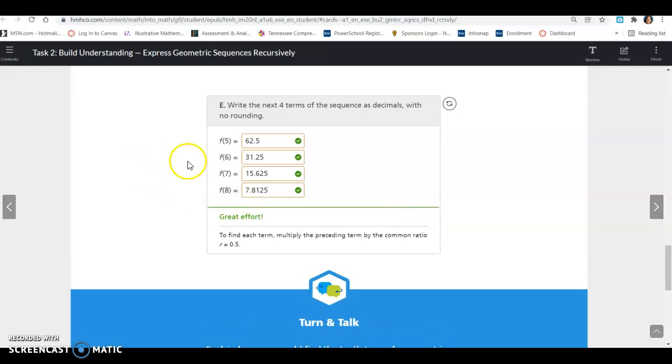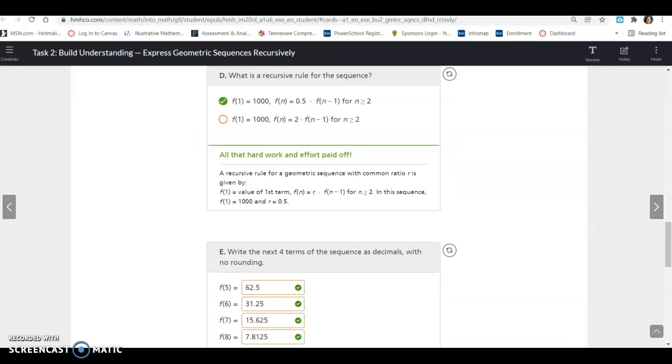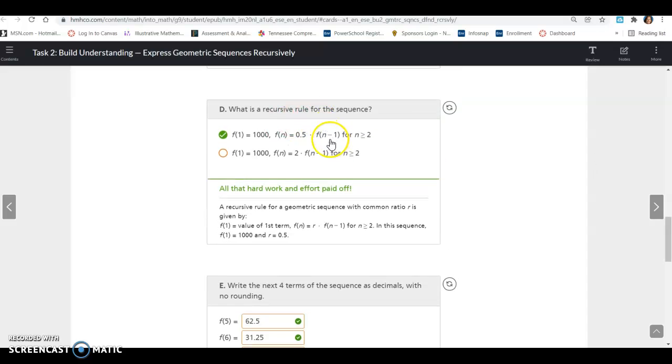All right, so you take whichever your previous term is, multiply it by the common ratio, and that gives you your next term. So when it says f of n minus 1, this is the symbolism for your previous term. That's how we know to get to the next term, I'm going to multiply the common ratio by the previous term, and that gives me the next term in the sequence.